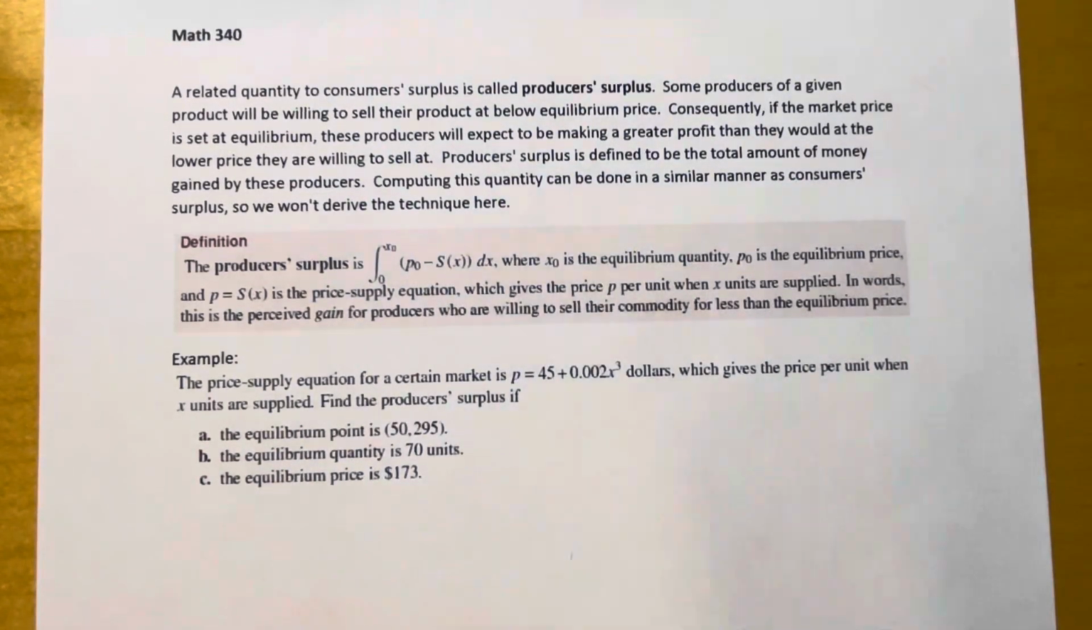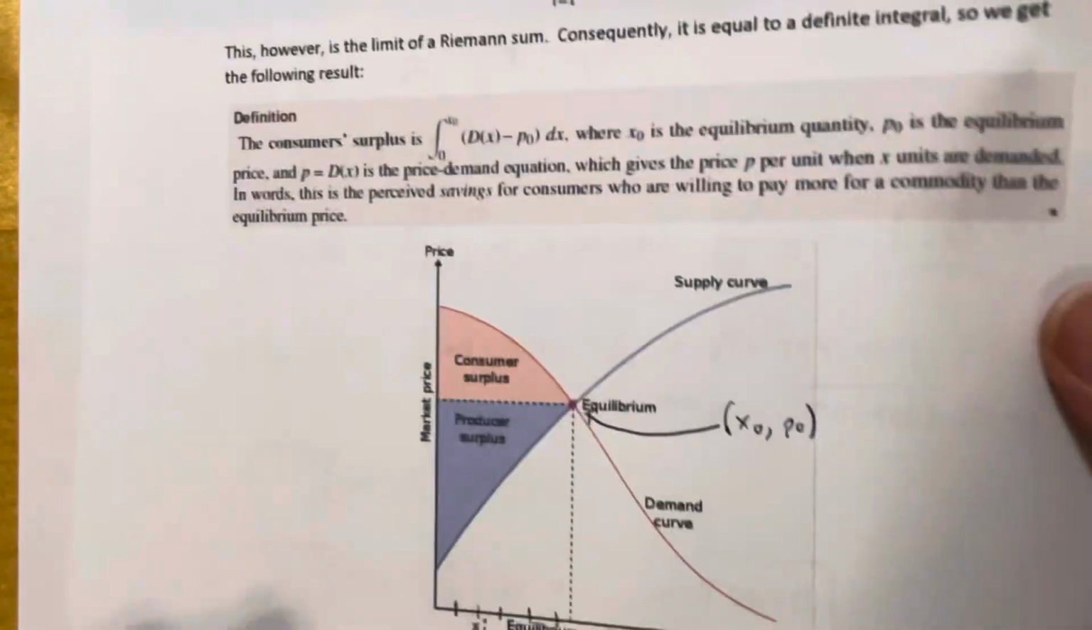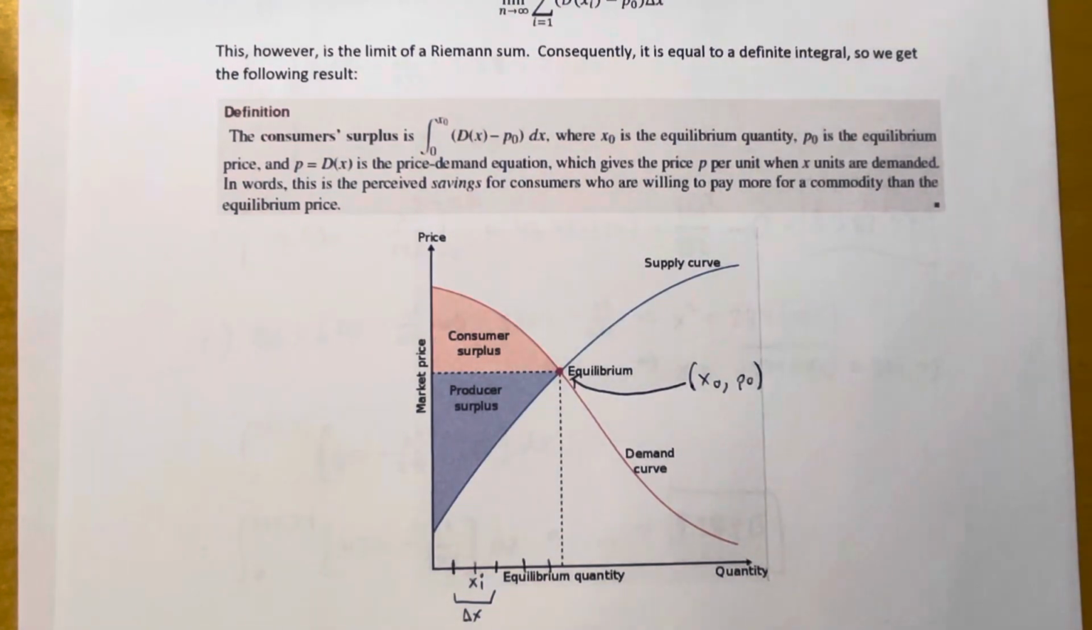Okay, so in the last video we talked about consumer surplus, and now to wrap things up, we want to talk about a related concept called producer's surplus. The producer is the manufacturer, or rather the company selling this product. And in the case of producer surplus, let's look back at the graph here.